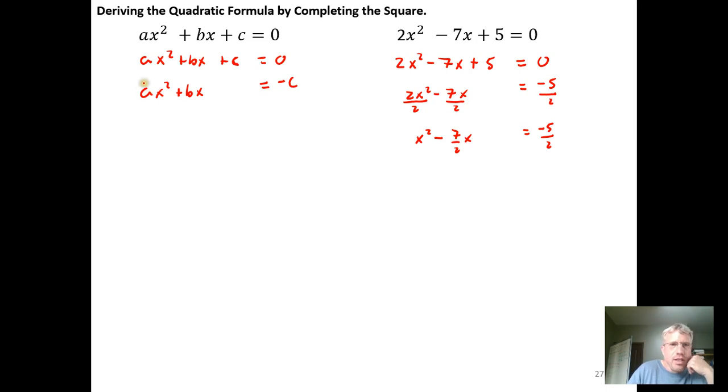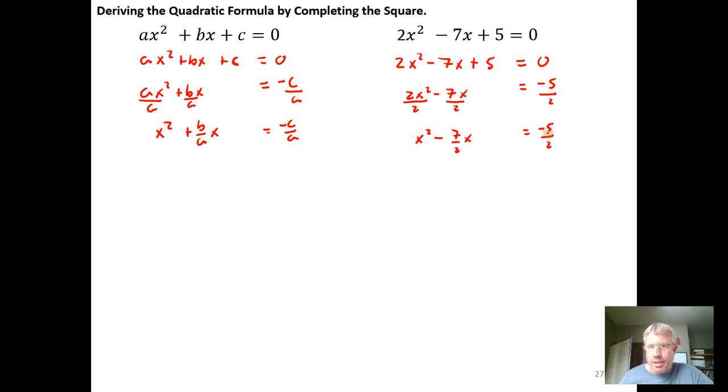So over here, if a isn't a 1, I'm going to divide everything by a, because a divided by a is going to be 1. So I'm going to get x squared plus b over a times x equals the opposite of c over a, whatever that number turns out to be.